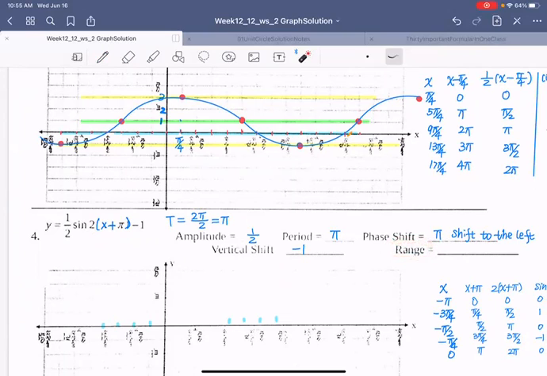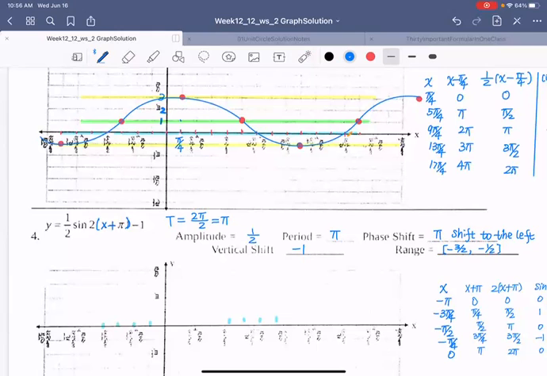The range, it's usually bound between -1 and 1, but it has an amplitude of 1/2. So the way I do it in my head is you multiply by the amplitude and then you take into account the vertical shift. So the range would be -3/2 and -1/2. Perfect. Very good.